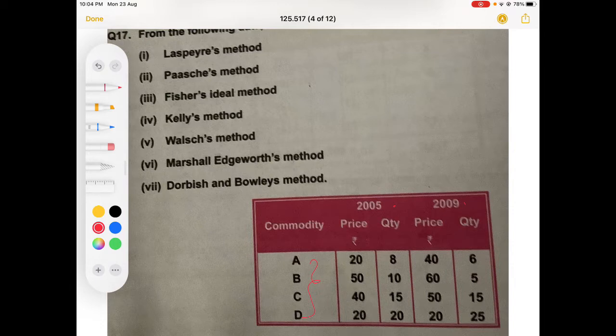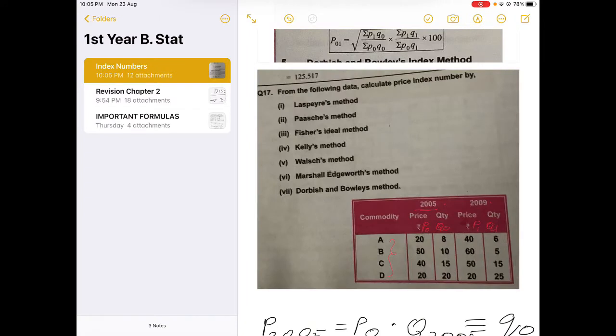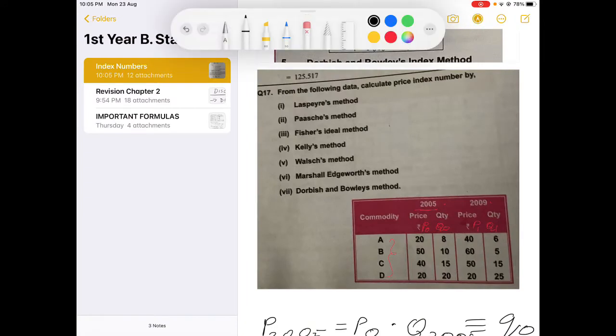Before we start the calculation, we have to label these prices and quantities. In the base year, the year which comes before, we'll label them P0 and Q0. In the subsequent year 2009, we will label them P1 and Q1. Once we have labeled these, we can proceed to the calculation part. Let's go one by one.